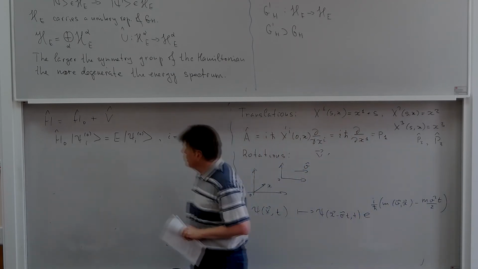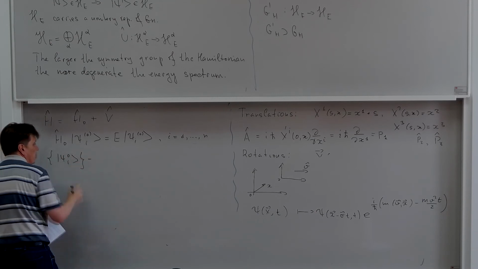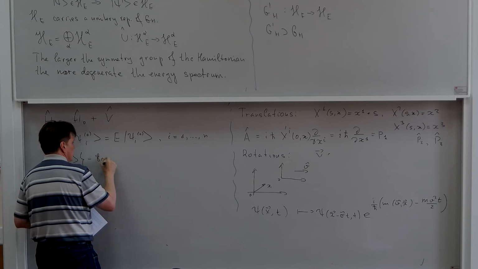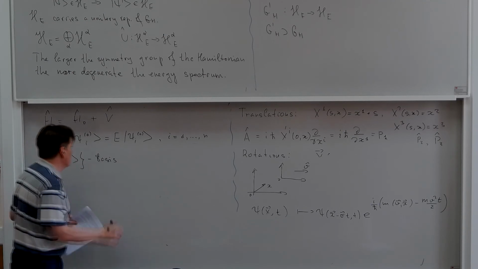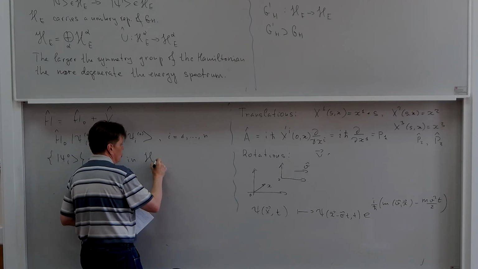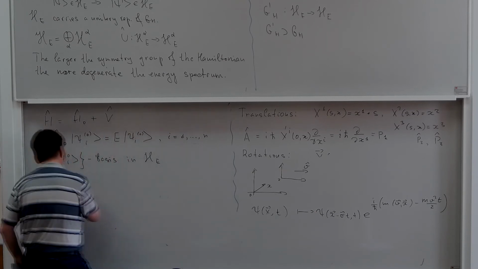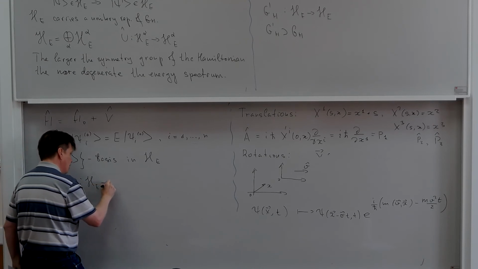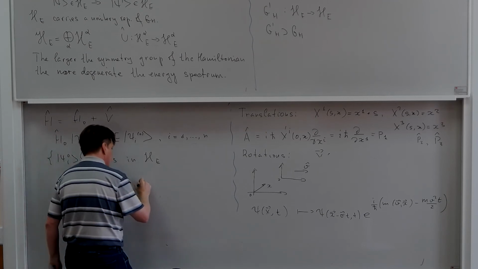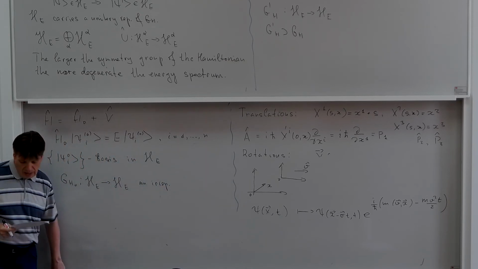And as I have argued above, these eigenstates psi_i of the unperturbed Hamiltonian H naught form a basis of an irreducible representation of the symmetry group in H_E, where the symmetry group G_H0 acts irreducibly.